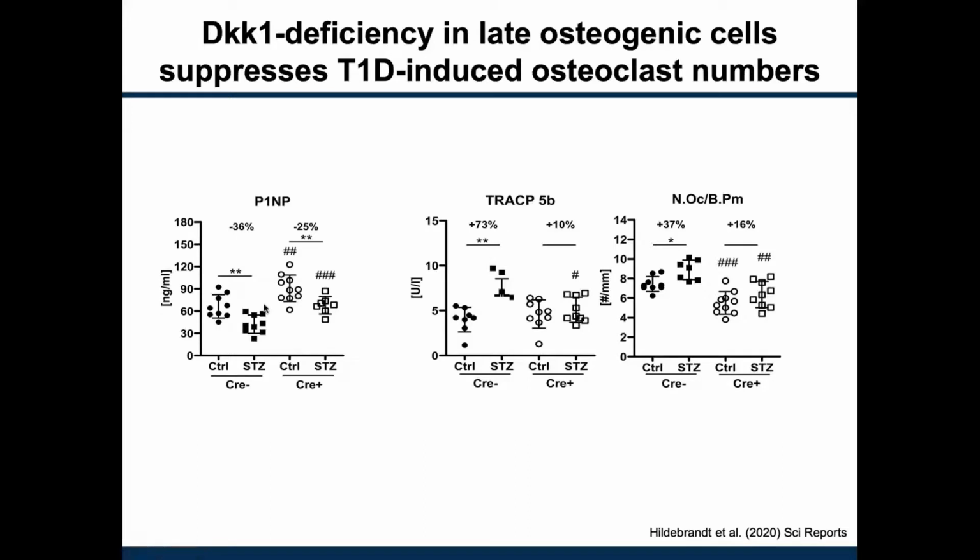But since it has also been shown by us and many others that DKK1 via the osteoblasts can stimulate osteoclastogenesis, we also had a look into osteoclast numbers. It was quite intriguing for us to see that while type 1 diabetes, at least in the mice, leads to a quite profound increase in osteoclast numbers, this was not the case in the mice lacking DKK1 in the late osteoblasts and osteocytes. So even though the deficiency is in the osteoblasts, it's really the communication to the osteoclasts and the lack of their induction that prevents or ameliorates the bone loss in type 1 diabetes.